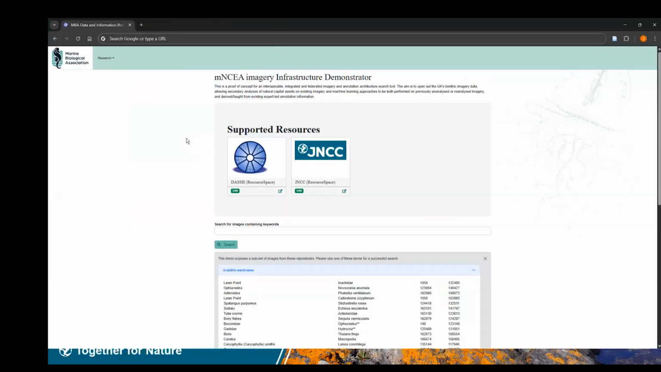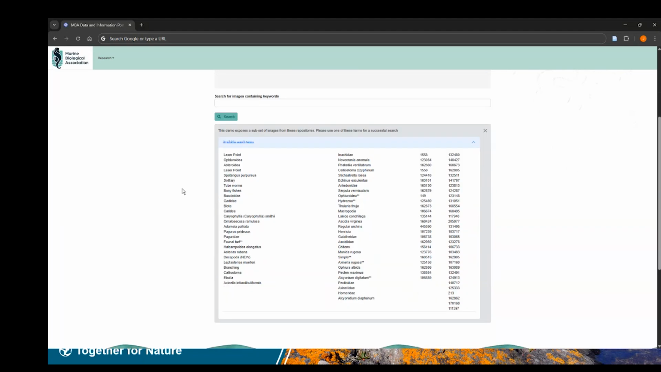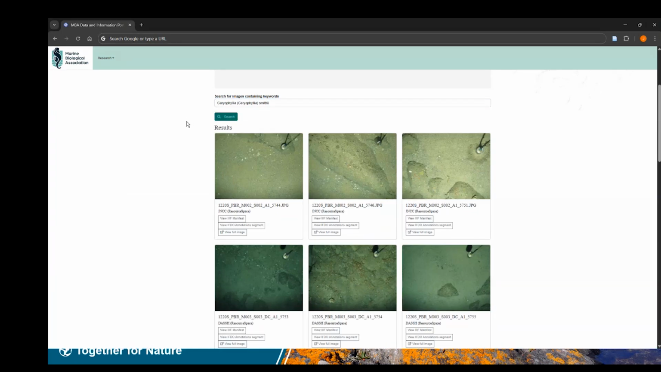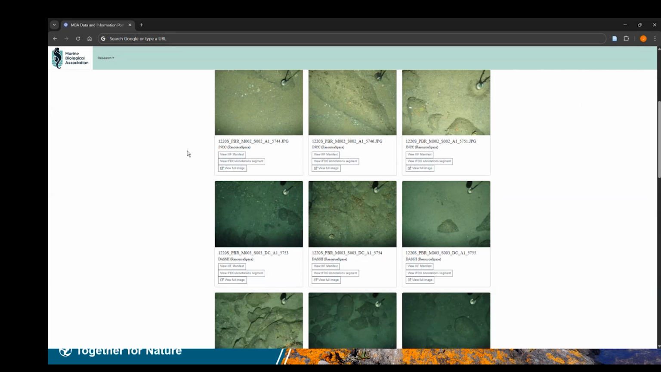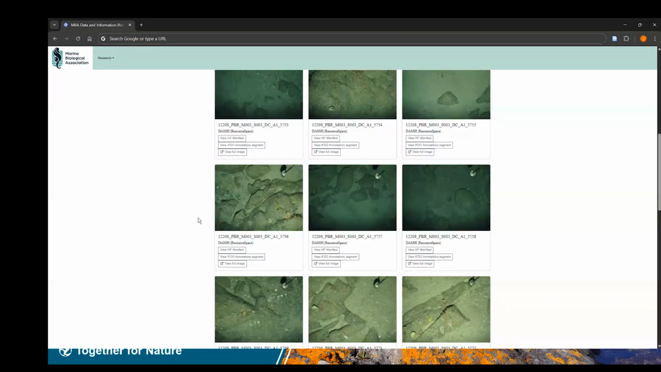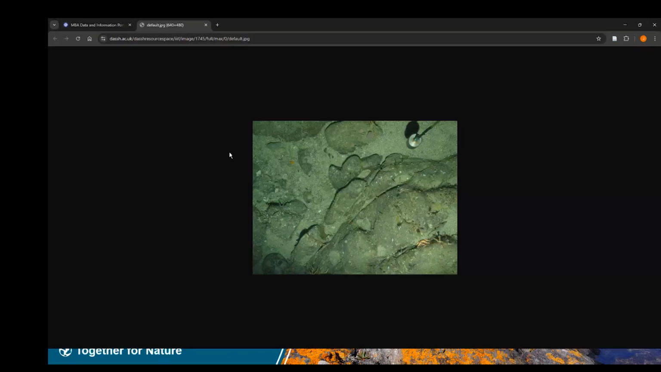So this is our working image demonstrator. It's currently got the Dash and the JNCC resource spaces connected. And then for the purpose of this project, we've just created a list of all the annotations within it. So for example, this one is our cup coral, and we can search within it, and it will find all the images in our sample data set which have cup corals, and then you are able to view a full-size image at the various resource space.